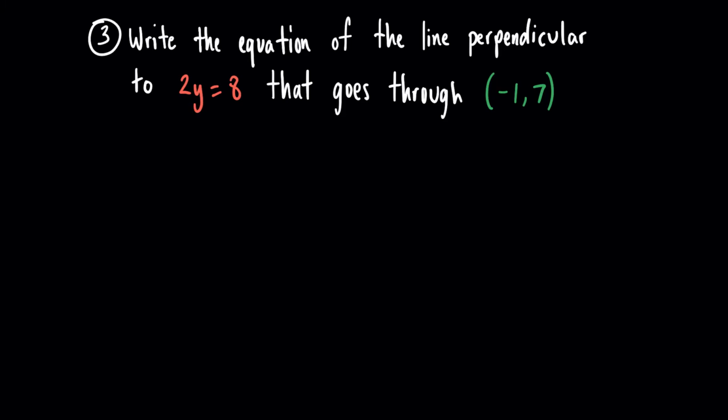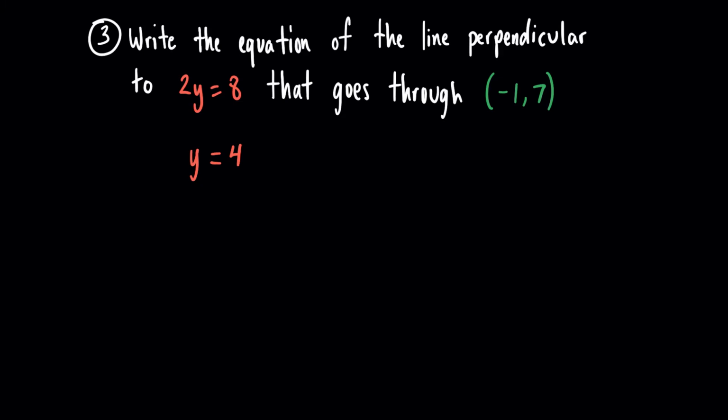All right, number 3, write the equation of the line perpendicular to 2y equals 8 that goes through the point (-1, 7). So first of all, let's simplify this line and get the y by itself. So if you divide both sides by 2, you would get y equals 4. That's the equation of our line. So you'll remember that if you have a line like this, that it's a horizontal line. It goes left to right. It's flat. It doesn't go up or down at all.